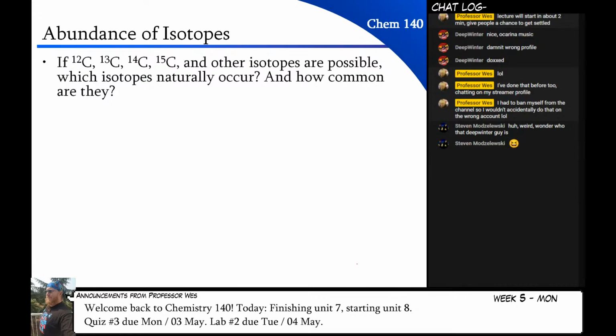Many of those are going to end up being carbon-12. A small amount will be carbon-13, and then a very teeny tiny amount will be carbon-14, and there's virtually none of this. I don't think that you'll find any carbon-15.